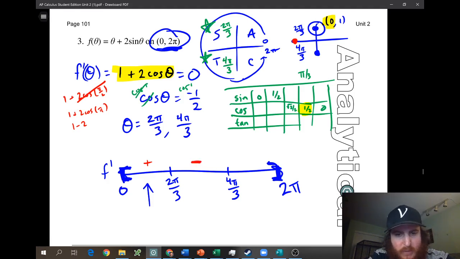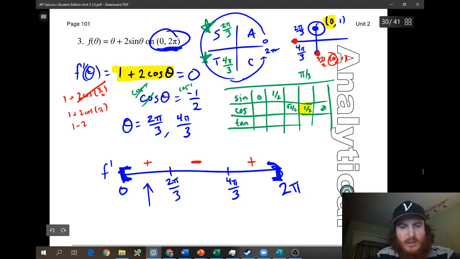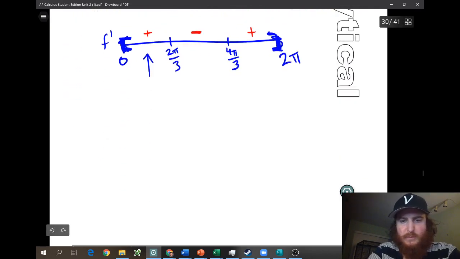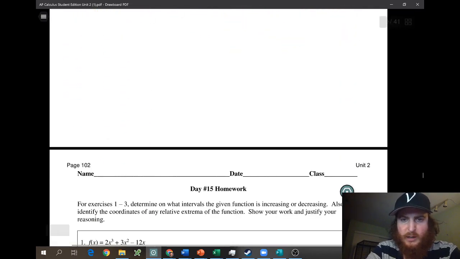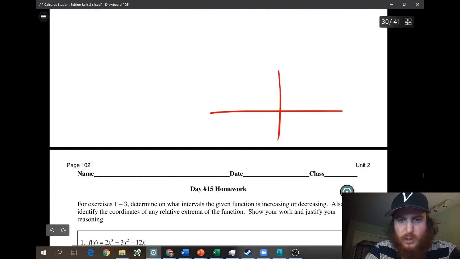And then in between 4 pi over 3 and 2 pi, we could plug in 3 pi over 2. And at 3 pi over 2, we get (0, 1) again. So we're plugging in and we get 0 again. 1 plus 0 is positive. Now, something about sine and cosine on these, just kind of a shortcut, a little bit of a hint, is what do those graphs look like? They always kind of just bounce back and forth.